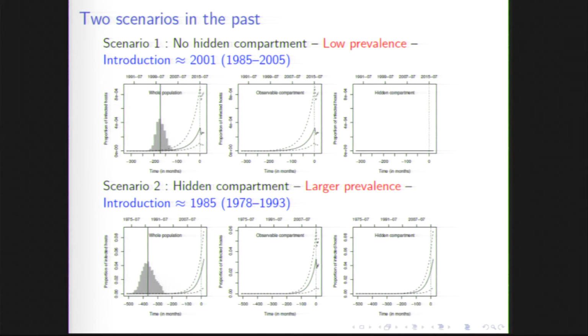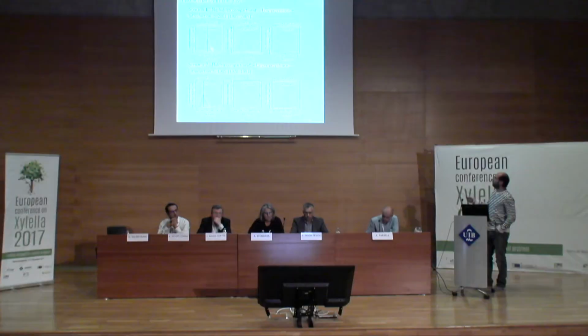And here it's in the whole host population. Here it's in the observable compartment. And the third panel corresponds to the hidden compartment. Of course, in the first row, there is no hidden compartment since we work under the model without hidden compartment. And in the second row, you have a dynamic in the hidden compartment. And the histogram that you see here is a posterior distribution of the introduction date.